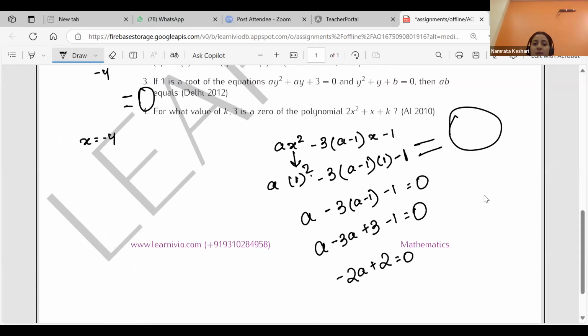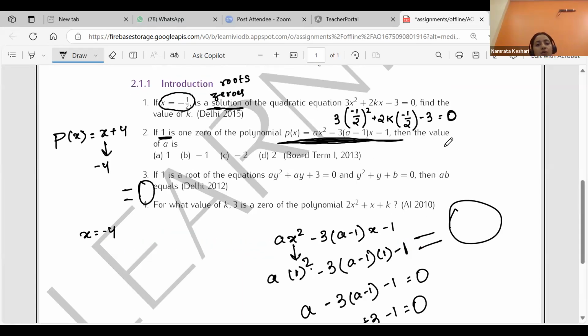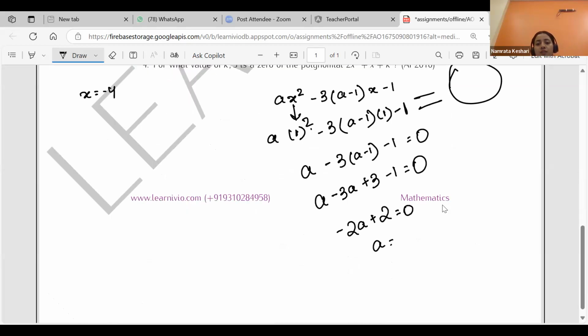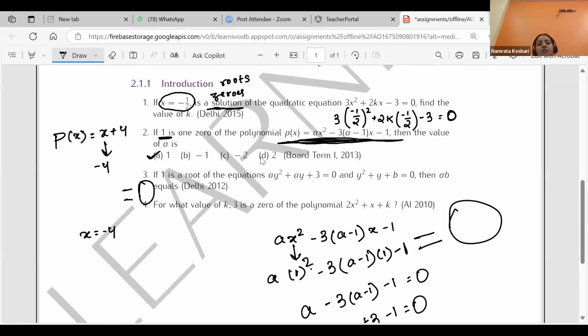So this is how you have to find the value of the unknown if one of the zeros is given. If one of the zeros is given, then we can put the value and compare it with 0. You are not memorizing the steps, you are understanding the steps. And we got the a value: minus 2a plus 2 is 0, so a value will be 1, right? Yes, ma'am. 1 is the option here. 1 is the correct option.